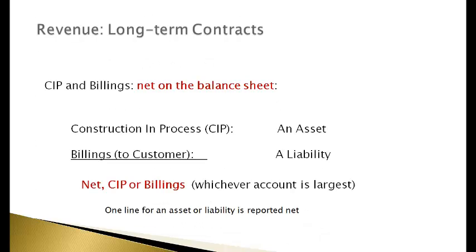The amount the customer has been billed is also considered owed to the customer. The amount in Construction in Process is the amount invested by the company in the long-term inventory. The two accounts are reported on the balance sheet. The net represents the cost of the project that has not yet been billed or that has been prepaid by the company. The net is reported on the line of the largest account.